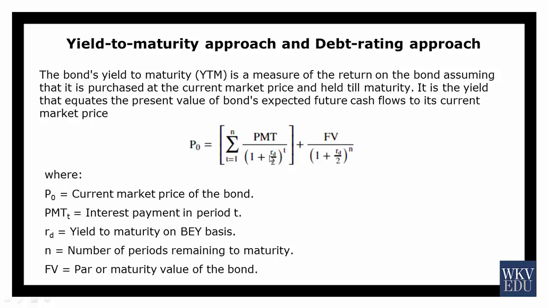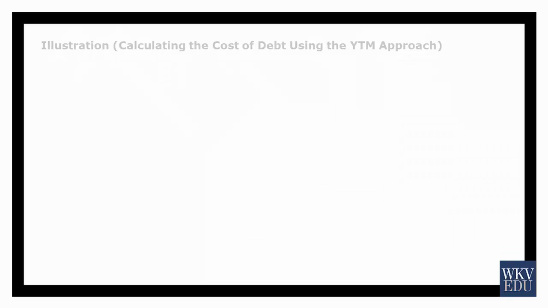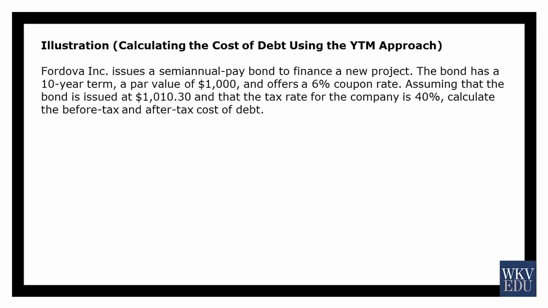Let's look at an example that will help to calculate the cost of debt using the YTM approach. The company issues a semi-annual bond to finance a project. A 10-year bond, par value of 1000, 6% coupon rate, assuming that the bond was issued at 1010.30 and that the tax rate of the company is 40%. Calculate the before and after tax cost of debt.